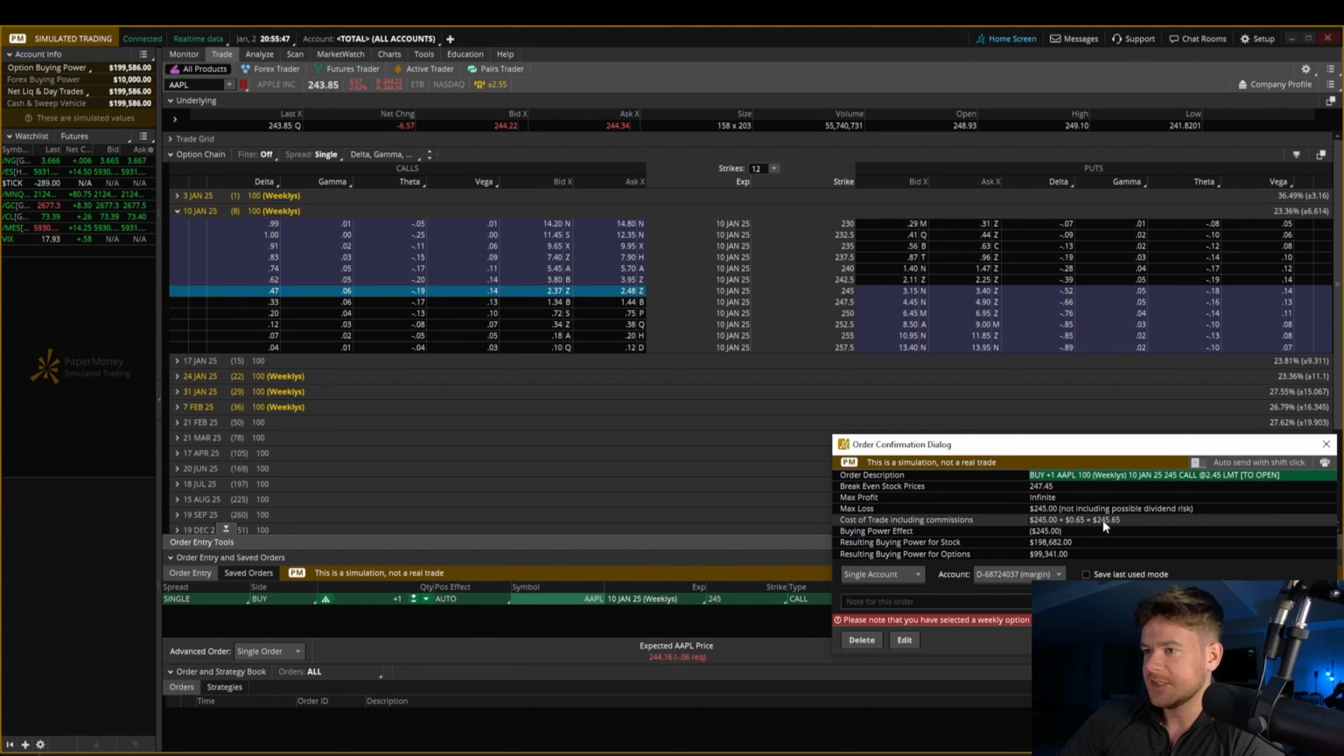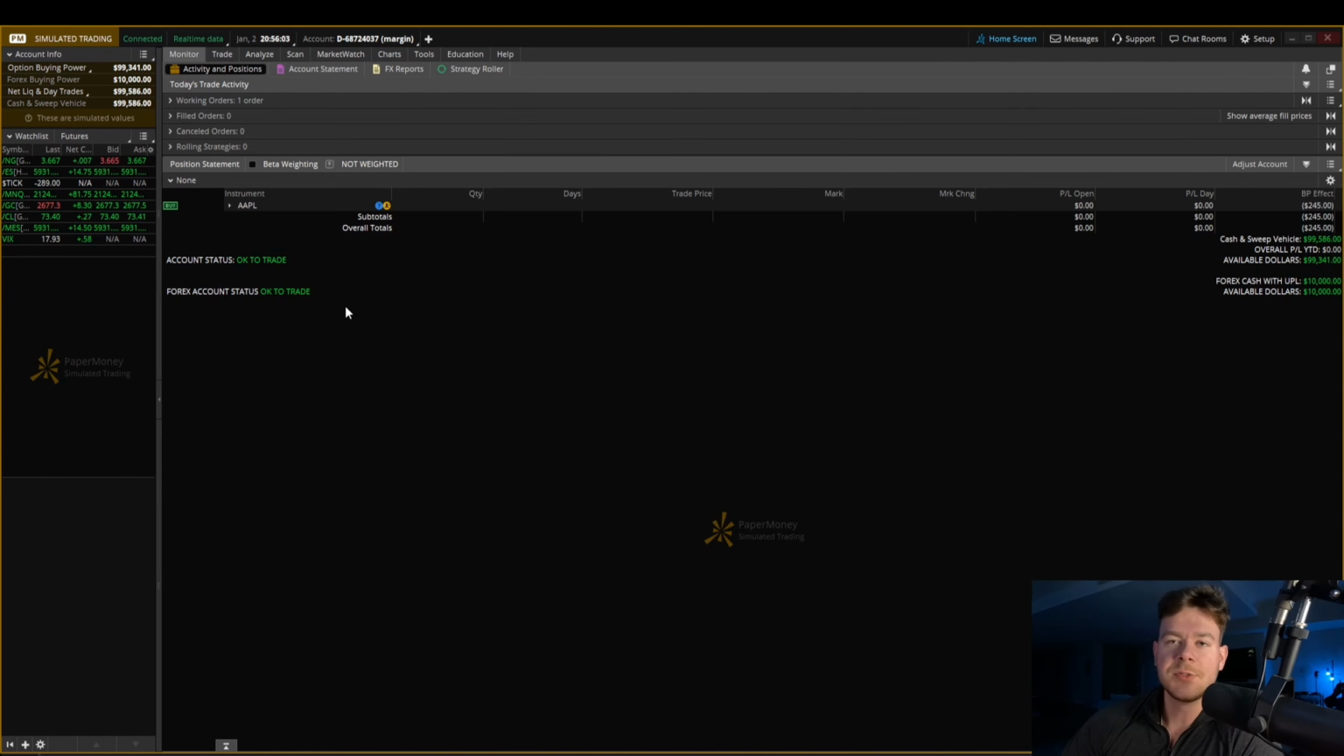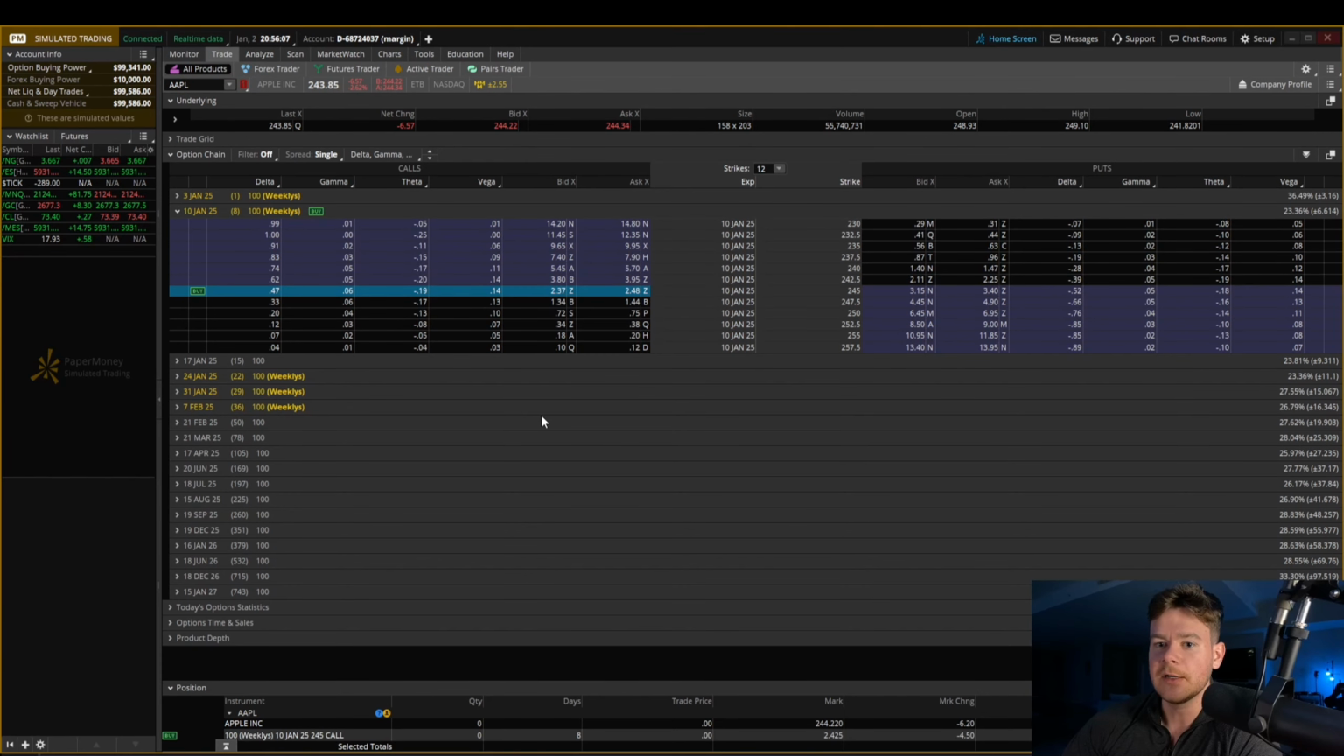Make sure, okay, this is the total price of the contract. Now keep in mind, this is the maximum amount that you can lose, $245. That's my risk, and I can go ahead and press send. So it didn't fill yet because the market is not open, but there's a few things that I can do here, right? So that's how I go ahead and buy a put.